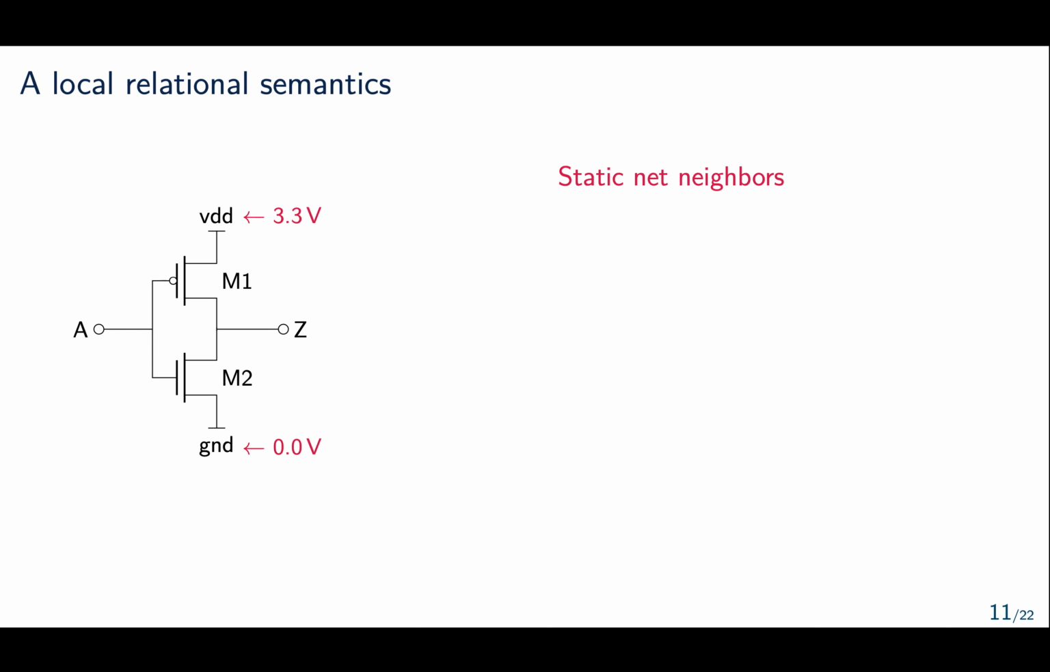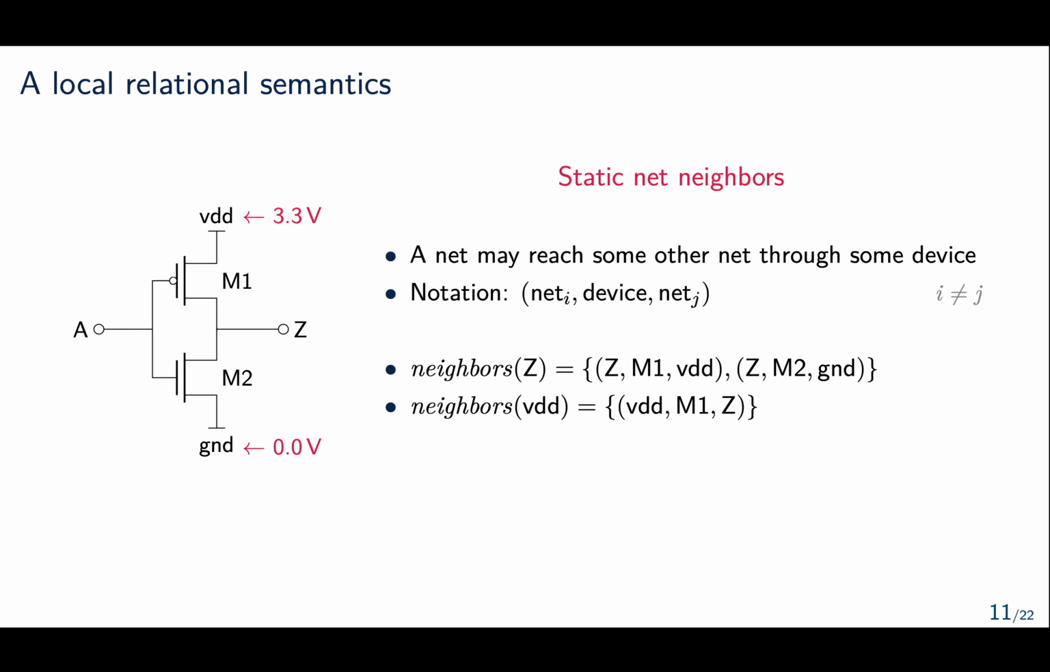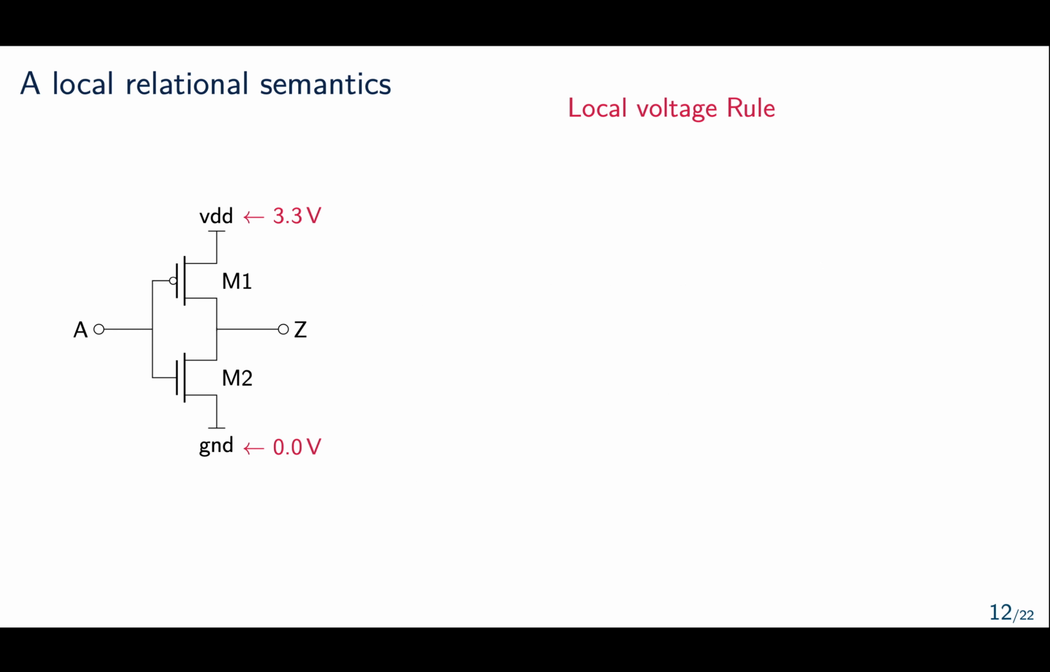Before we move to the next rules, there is an important notion I would like to introduce. We call this the static net neighbors. A net may reach some other net through some device. We use the triple notation for that, and I will show examples on the inverter. The net Z has two neighbors since it corresponds to a connection of two devices. Device M1 through which it can reach VDD, and device M2 through which it can reach GND. VDD can reach Z through M1, and GND can reach Z through M2. Input A, however, has no neighbors.